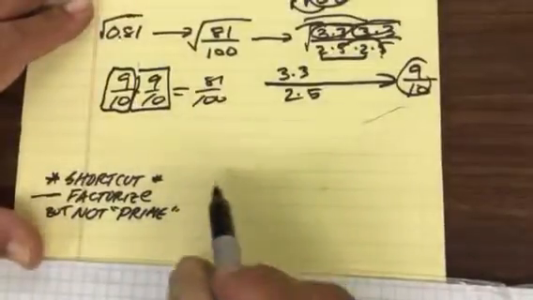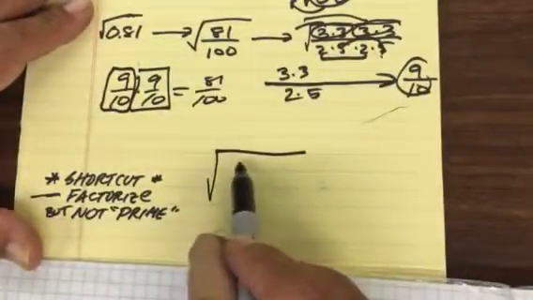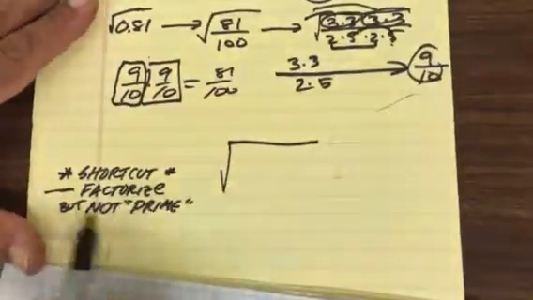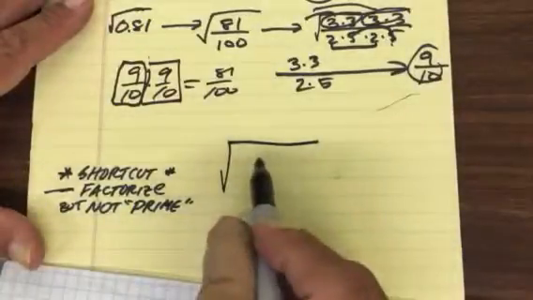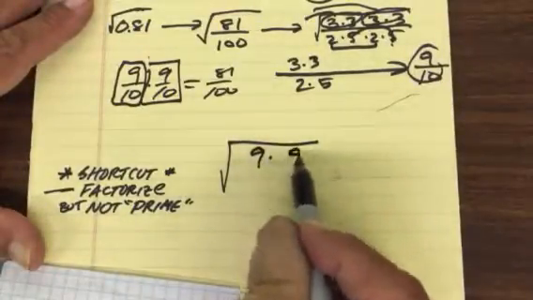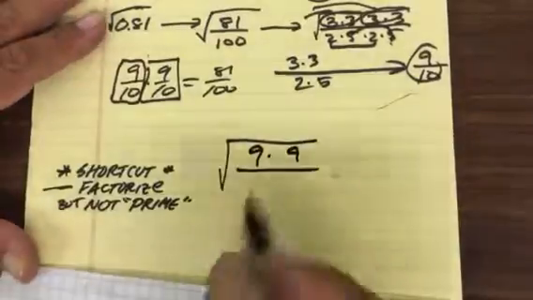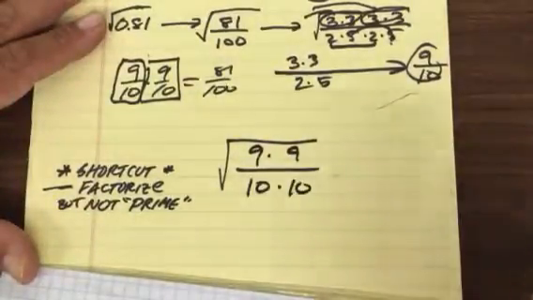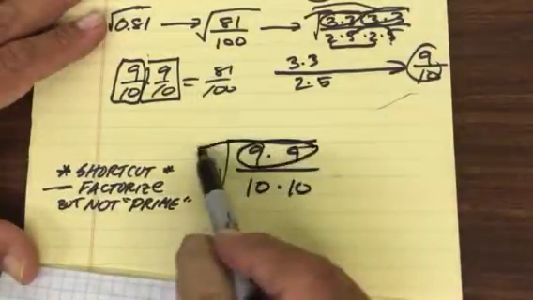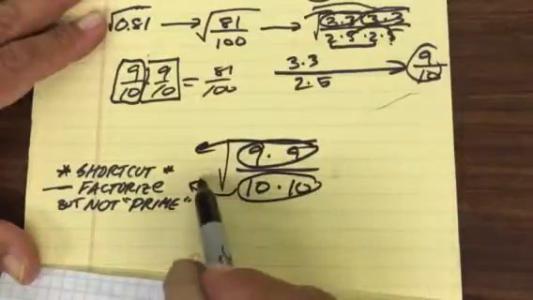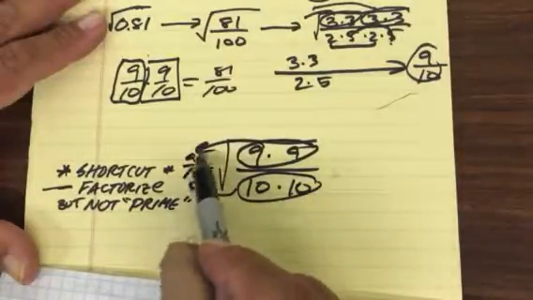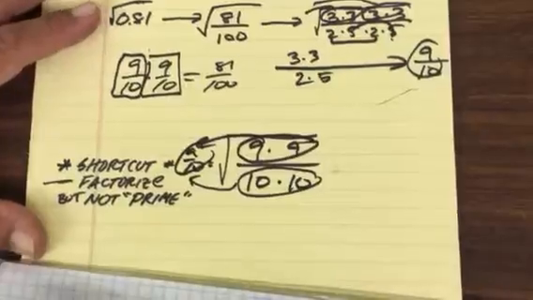Here's a shortcut for that 81 hundredths. Instead of breaking down to the prime factorized version, let's not prime factorize. Let's just take some factors. You'll see that 81 might be recognizable as 9 times 9. 100 is 10 times 10. At that point, you can take the 9 out, you can take a 10 out, and that'll be 9/10. That's a quick version of it.